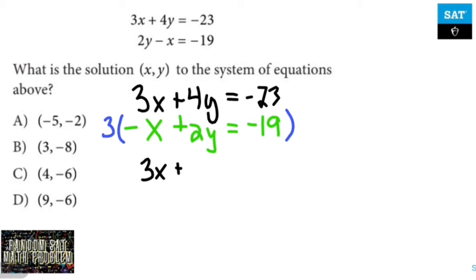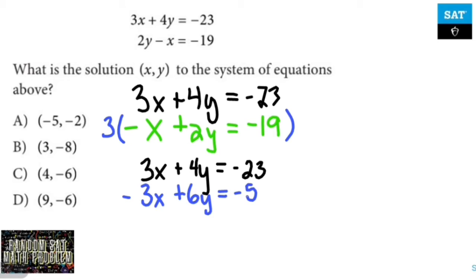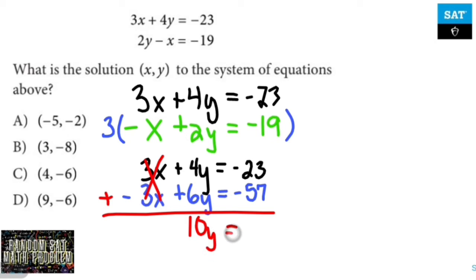So if I multiply the bottom by 3, the top does not change. I still have 3x plus 4y equals negative 23. The bottom row, multiplying everything by 3, becomes negative 3x, positive 6y equals negative 57. All right. Add the two rows. The x's cancel out. That becomes 10y, and that becomes negative 80.